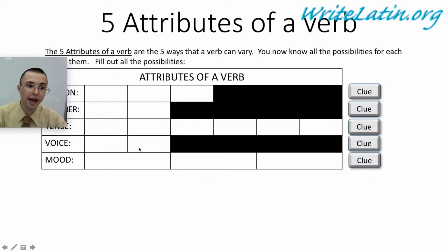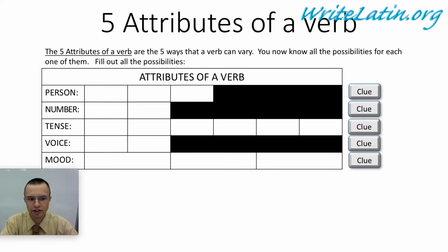All right, we have also by now covered all 5 attributes of a verb, which are all the ways that a verb can change. And this is actually something that you should memorize. I want you to try to list from your mind as many of these possibilities as you possibly can. And there are clues over here that you can click on to help you if you are using the downloaded PowerPoint. So stop the video now and try to fill this in, and I will put up the answers shortly.